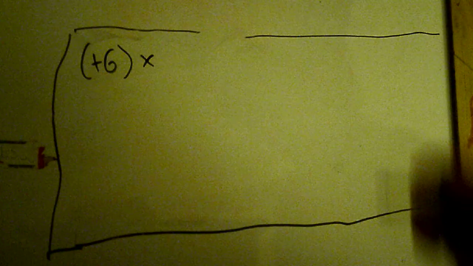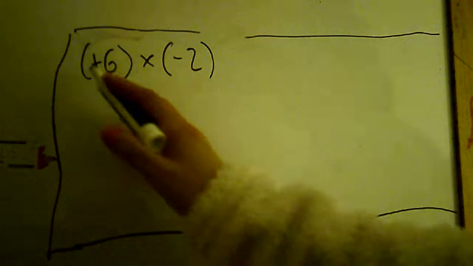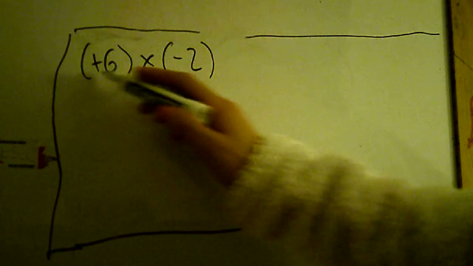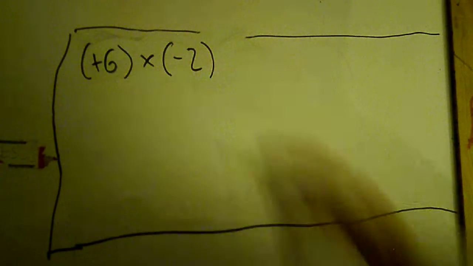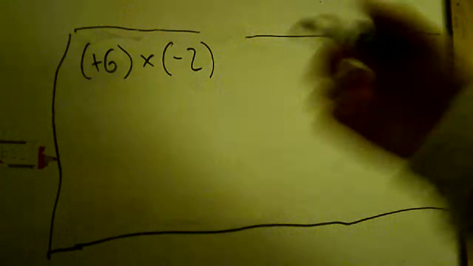So what I need to do when I'm multiplying a positive by a negative. My example is positive 6 times negative 2. When first it's a positive and then it's a negative, that's really easy. You just think there's 6 groups of negative 2. So I can draw out 6 groups of negative 2 circles.